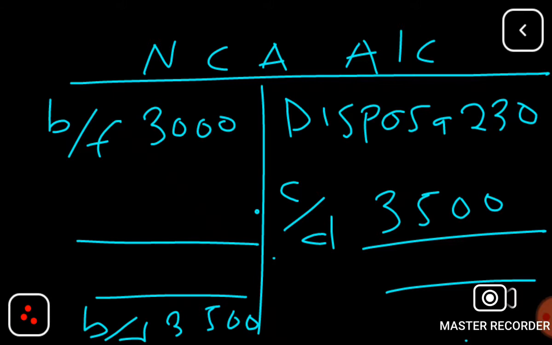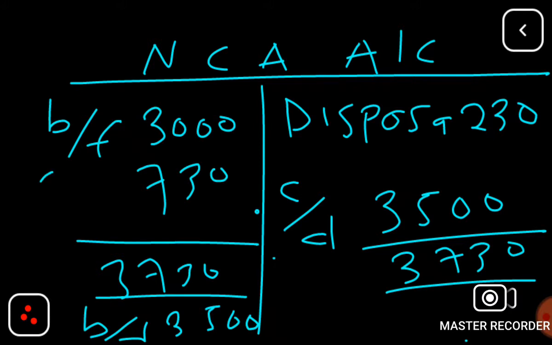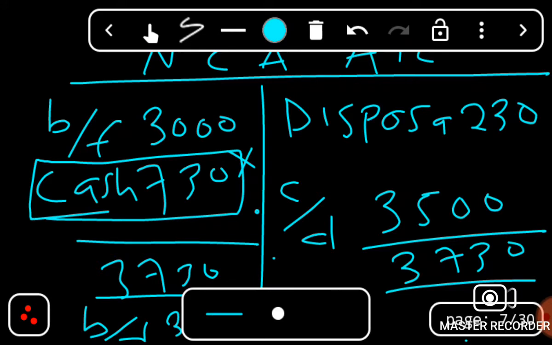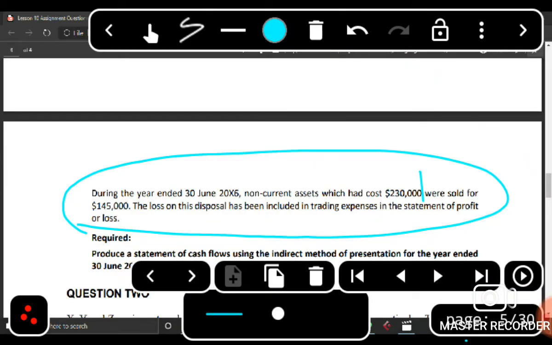So now you find out this side is the biggest, so we're going to write 3730 and 3730. You find out that the difference when you subtract 3,000 from 3730, we have 730 as our cash. This is the amount that we bought an asset at, so we're going to have this amount reflecting in our cash flow. Let's take note of that.